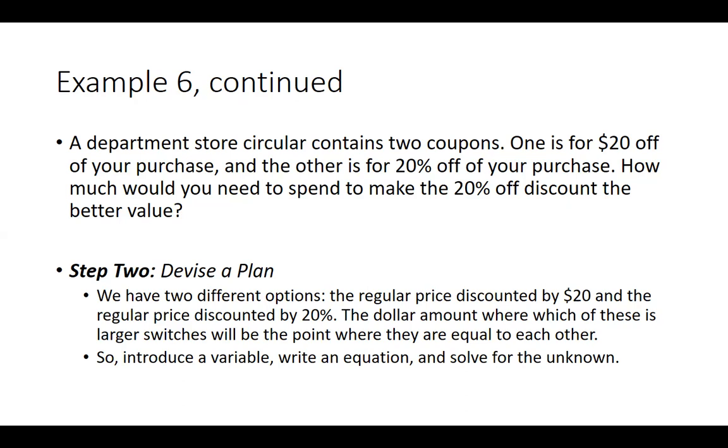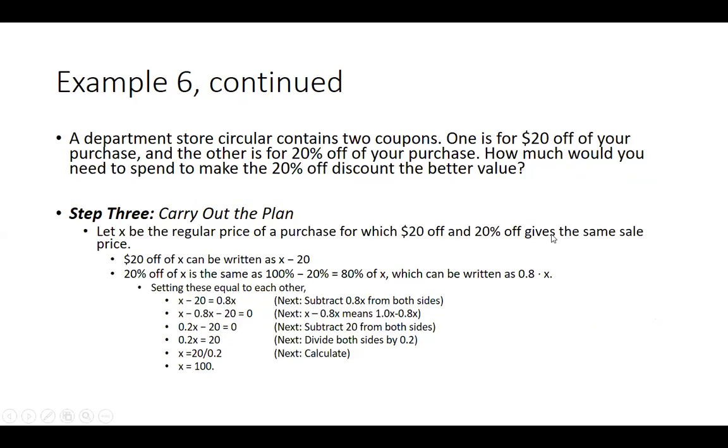So introduce a variable, write an equation, and solve for the unknown. Let X be the regular price of a purchase for which $20 off and 20% off gives the same sale price. $20 off of X can be written as X minus 20. 20% off of X is the same as 100% minus 20% or 80% of X, which can be written as 0.8 times X. Setting these equal to each other, X minus 20 equals 0.8X.